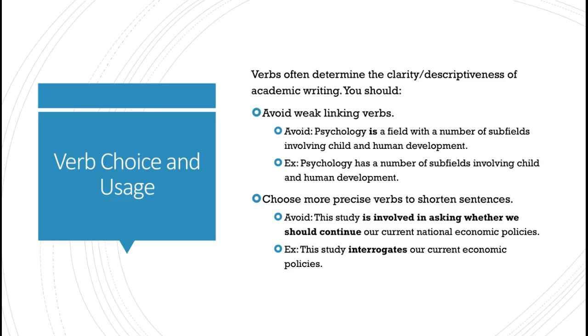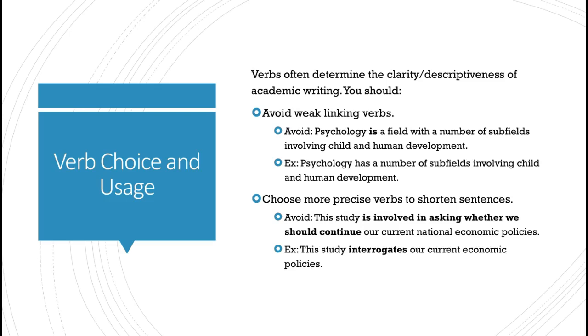Another thing to look at is verb choice and usage. Verbs often determine clarity and descriptiveness within academic writing. We've talked about the to be verbs, linking verbs, and past participle conundrum when we get into passive voice. This same thing applies. You should avoid linking verbs whenever possible in academic writing. So you should avoid saying something such as psychology is a field with a number of subfields involving child and human development. Rather, you should say psychology has a number of subfields. So we're being more active. We're taking more authority in what our language is.